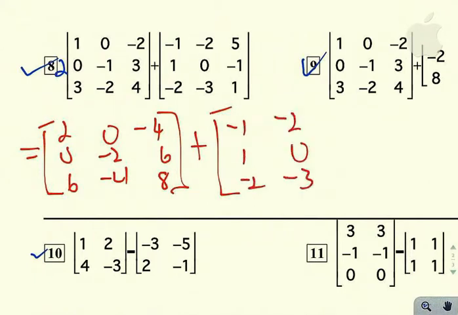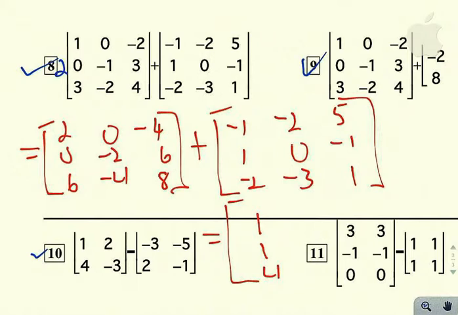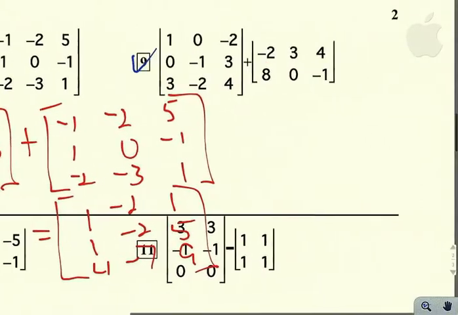Remember, you can only add matrices that are the same size. Both of these are 3 by 3. Well, anyway, this will equal, let's see, 1, 1, 4. And then the middle column will be negative 2, negative 2, negative 7. And the third column will be 1, 5, 9. Sorry about the run-in, but I'm trying to squeeze it all in for you. Okay, that's number 8. Let's take a look at number 9.